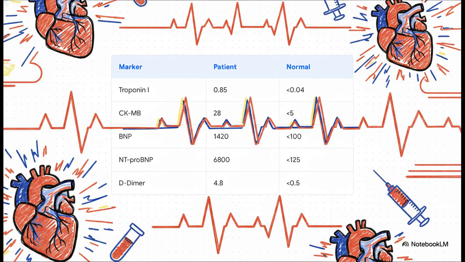Troponin I is sitting at 0.85. Remember, normal is strictly less than 0.04. CK-MB is at 28, nearly 6 times the normal limit. His BNP is screaming at 1,420, well past that 400 rule-in threshold, and his NT-proBNP is a staggering 6,800. Finally, his D-dimer is at 4.8 milligrams per milliliter, almost 10 times the normal cutoff. Every single marker we've discussed today is blaring a massive physiological alarm.